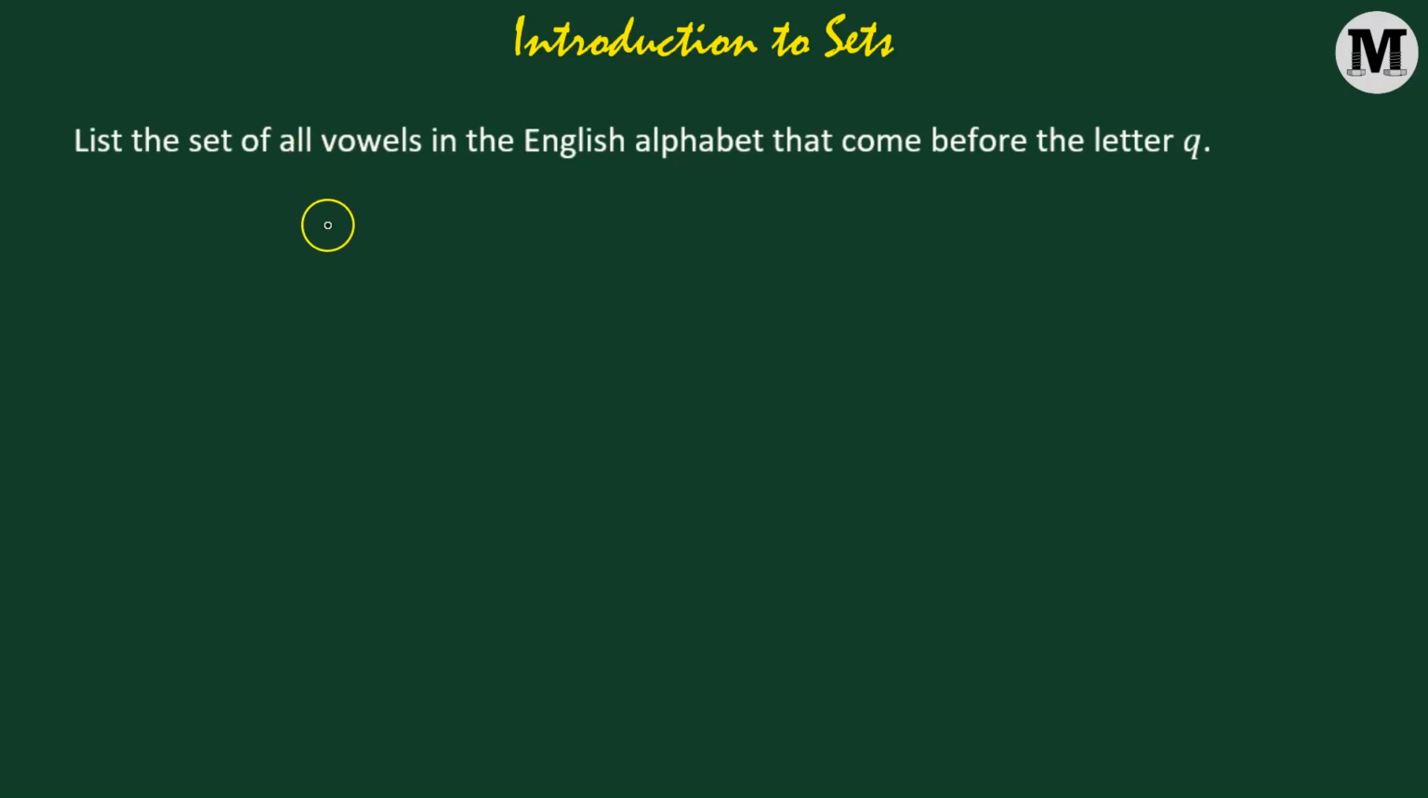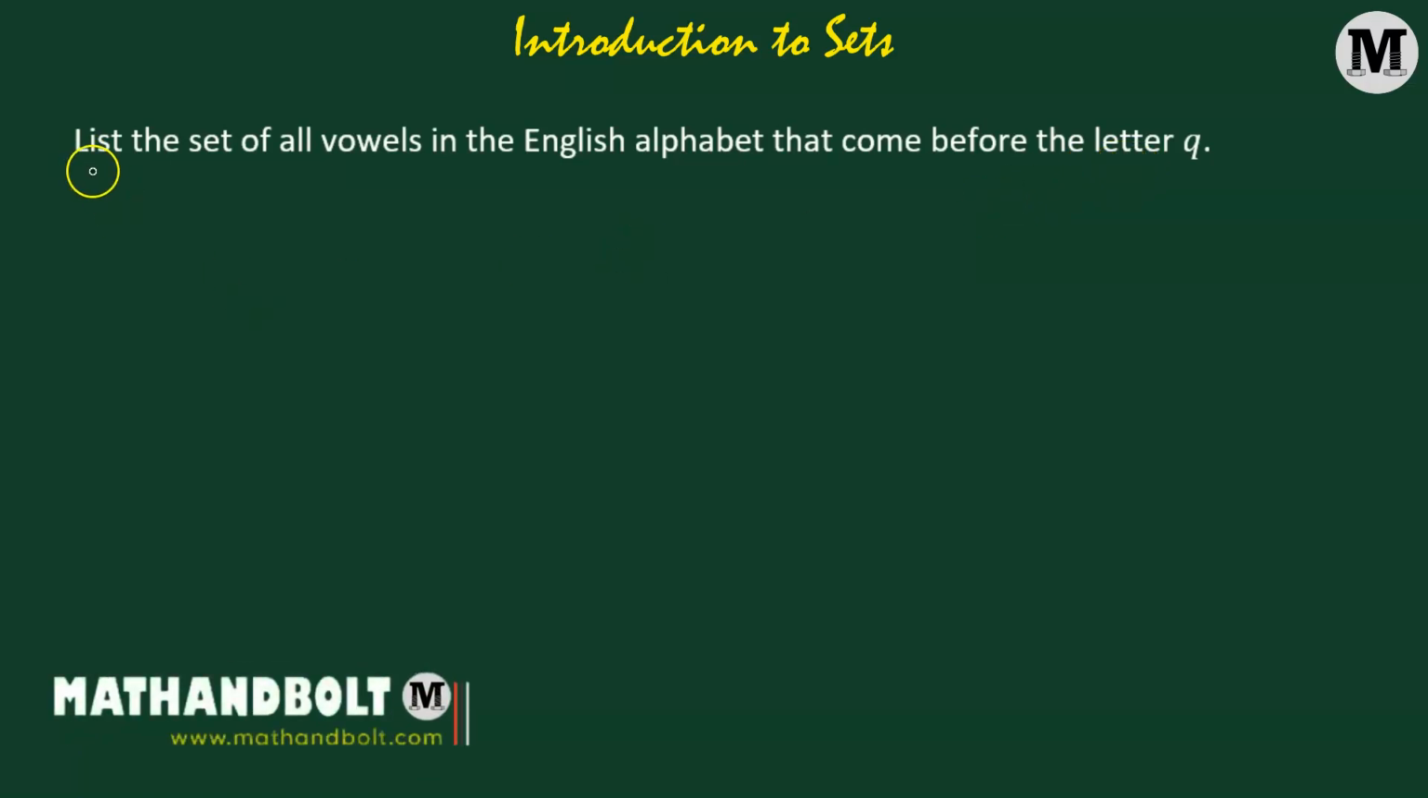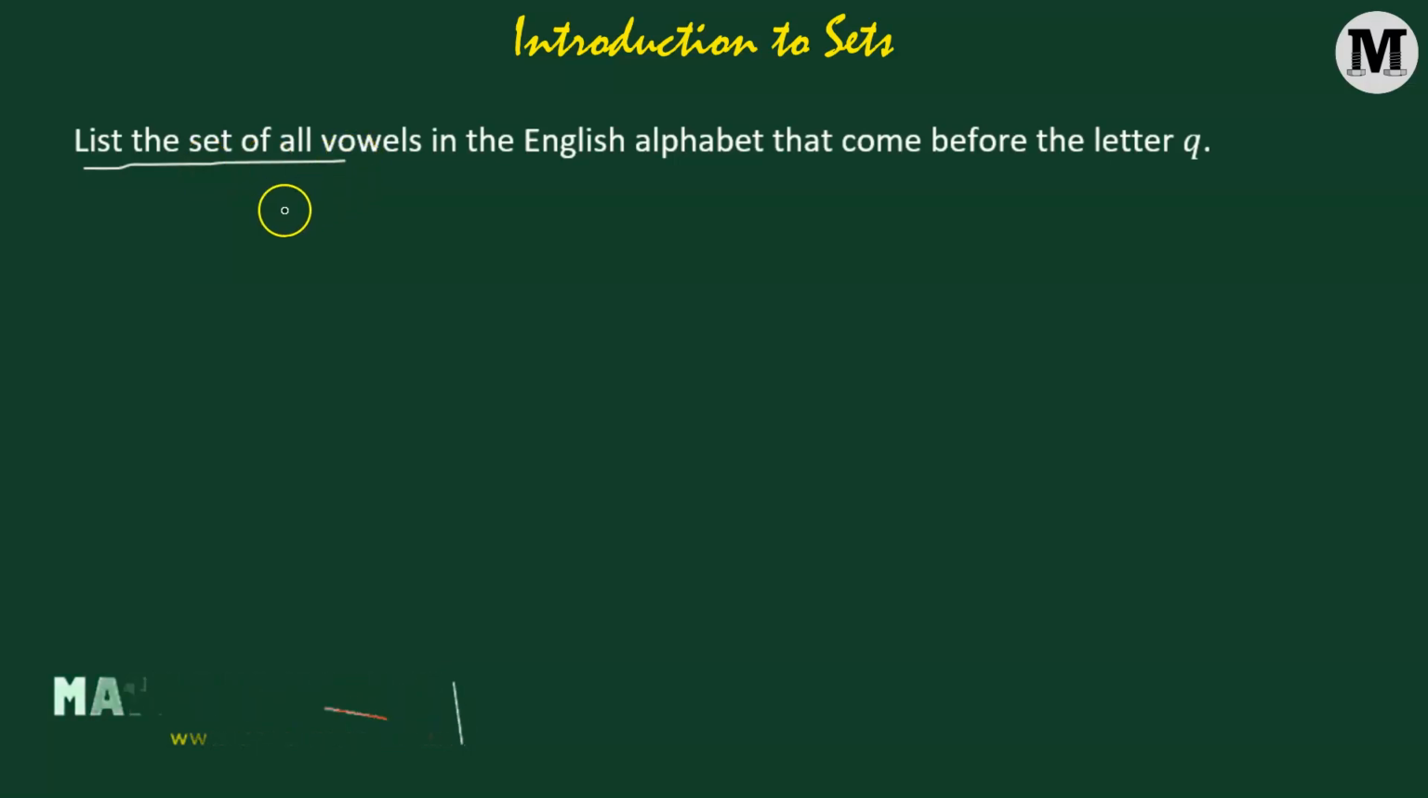So in this problem, we need to list the set of all vowels in the English alphabet that come before the letter Q. Since it clearly specifies here that we need to list the set of vowels, that means we have to express the given set in the tabular form. So let us begin. It's a very simple problem.